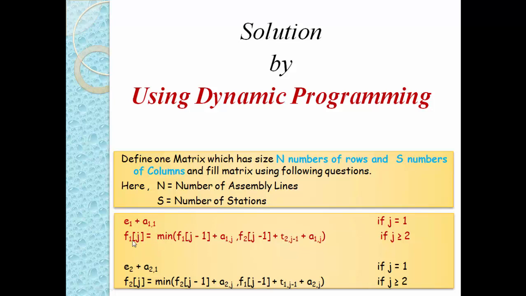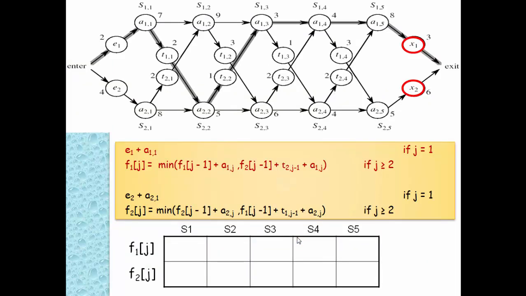This is equation number 1 for assembly line 1, and this equation is for assembly line 2. As per these equations, we have to fill our matrix, and from this matrix we can find the path which requires the minimum amount of time to produce one car. So let us take one example.